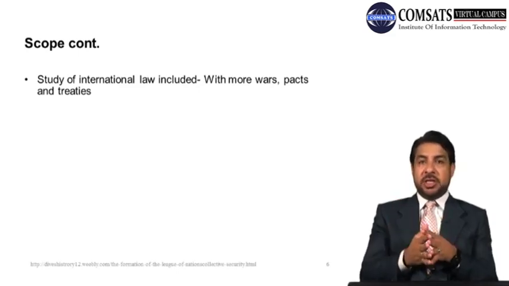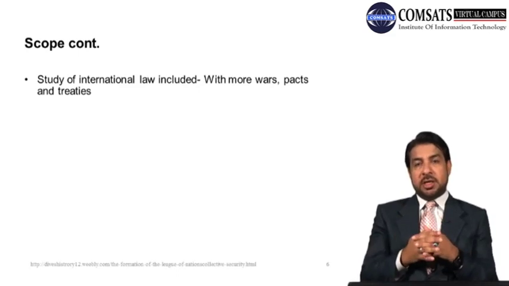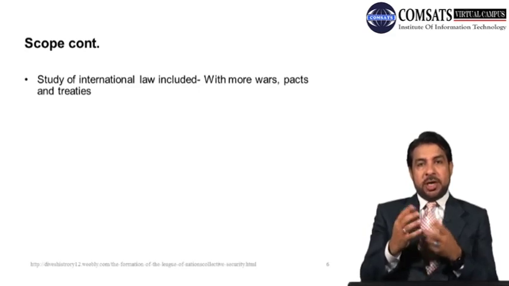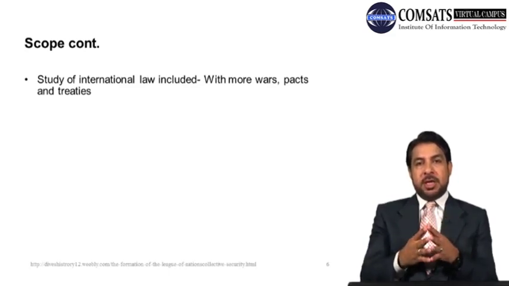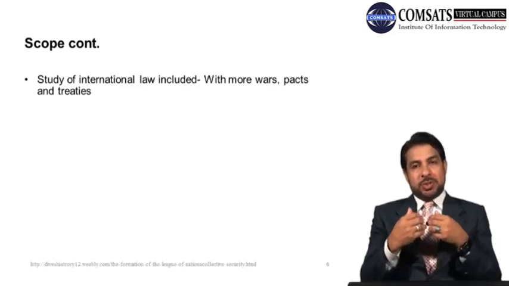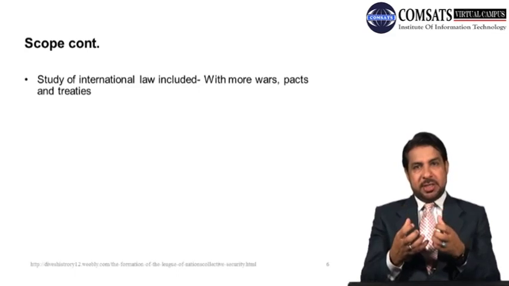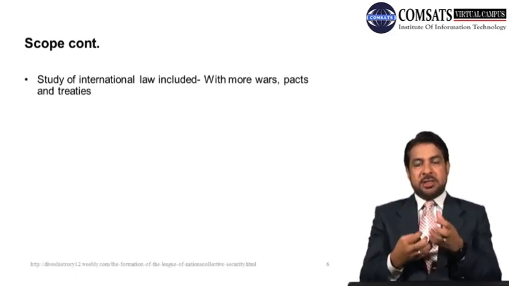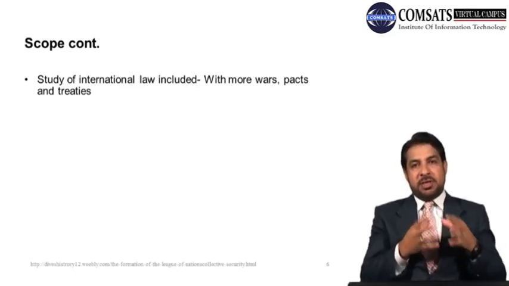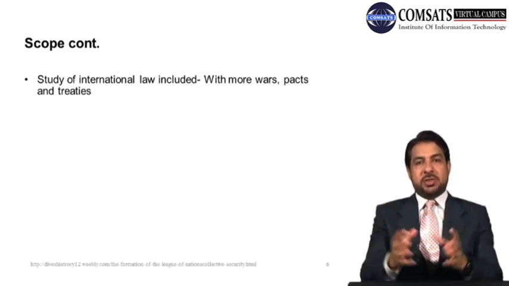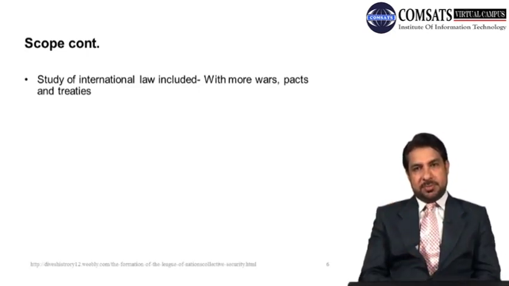Jaise tension badhti jati hai to uske baad uska solution bhi nikalta hai aur solution ke natije mein muahide janam lete hain. Therefore ye jo muahide janam lete hain aur different types ke agreements hote hain to phir inko follow karne ke liye bhi kuch principles hote hain jo ki phir baad mein international law ban jate hain. So these pacts and treaties were then included in international relations, and the form of international law also widened the scope of international relations.